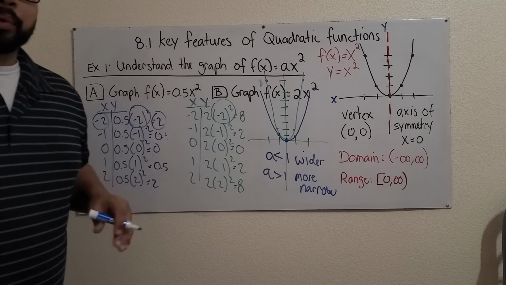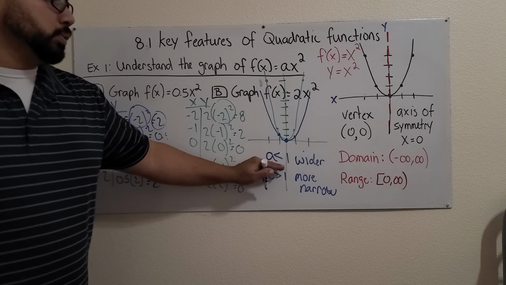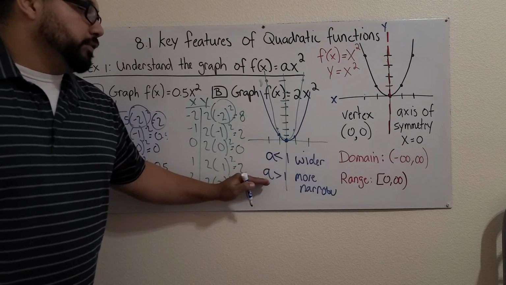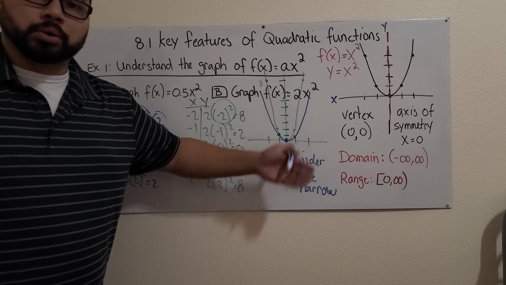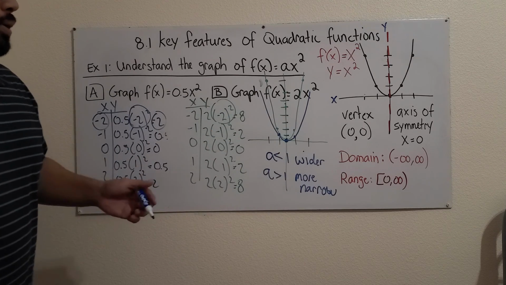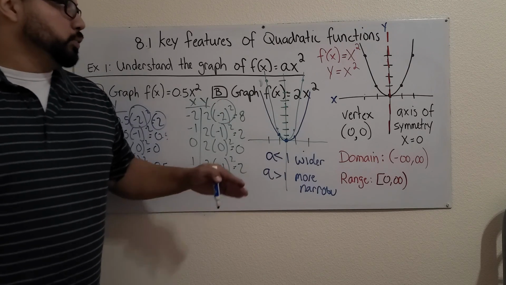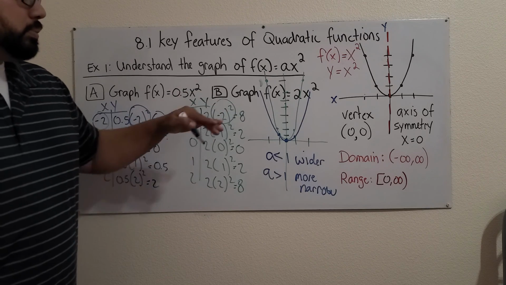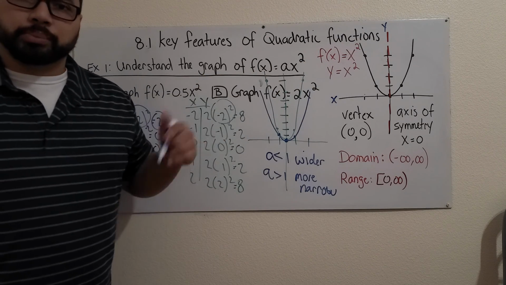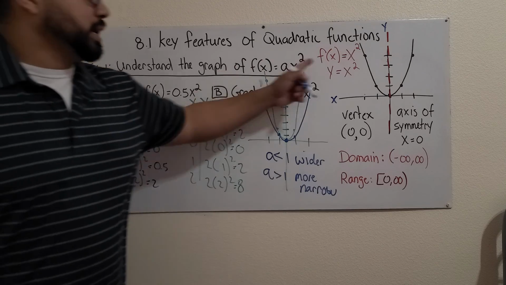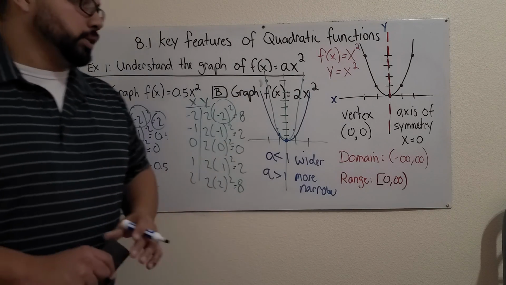So from this example, we should have learned if your a value is less than 1, it gets wider. If your a value is bigger than 1, it gets more narrow, or again, you can say skinnier. We don't use the number 1 itself, because if you were to have 1, you would just get the original function. It would be the same. Because 1 times x squared is still x squared, so nothing would change.